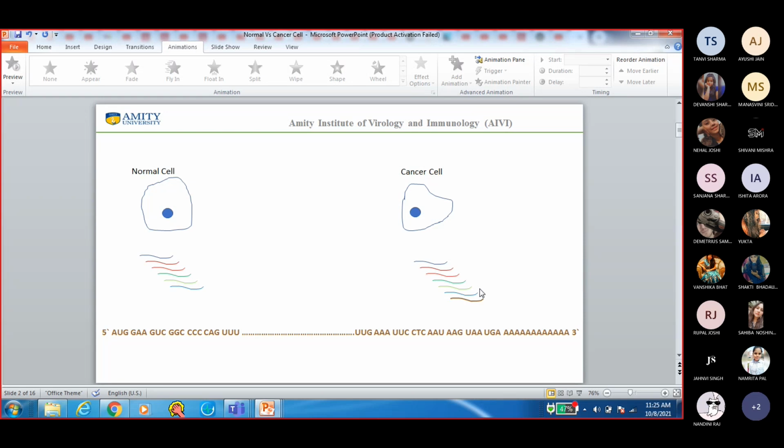How can we stop only the brown messenger RNA? How can we target only the brown messenger RNA in the cancer cell? See, this is not present in the normal cell. It is present only in the cancer cell. And we need to develop technologies so that this particular RNA can be targeted. Any ideas? What can we do?